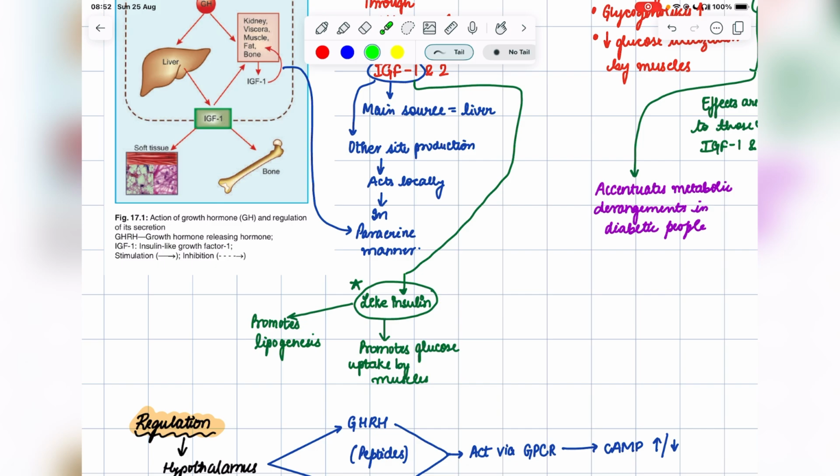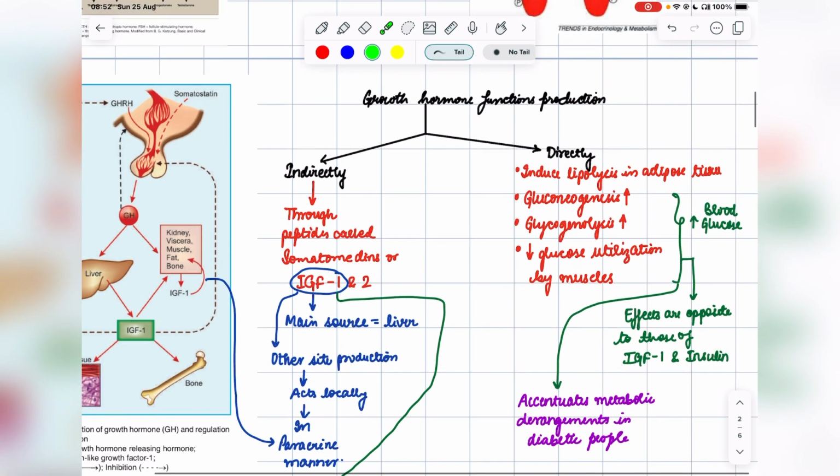If it is acting like insulin, it should not be called a diabetogenic hormone. But it is called diabetogenic hormone because of its direct effects. So now let's come to that. What are the direct effects? It induces lipolysis in adipose tissue that we have just now discussed. It will increase gluconeogenesis, that will again increase blood glucose. It will increase glycogenolysis, that will again increase the blood glucose, and it will decrease the glucose utilization or uptake by muscles. Ultimately, all these three mechanisms will lead to increase in blood glucose, and these effects are opposite to those of what we just discussed, that is insulin and insulin-like growth factor 1.